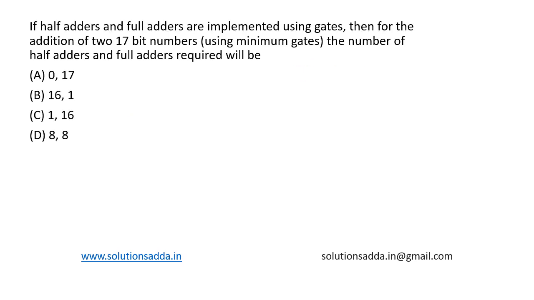This is a question from digital logic design. If half adders and full adders are implemented using gates, then for the addition of two 17-bit numbers using minimum gates, the number of half adders and full adders required are. So using a half adder, we perform two single bit binary number addition.